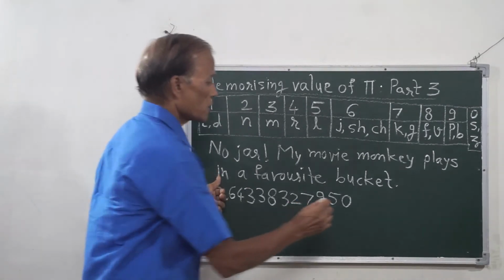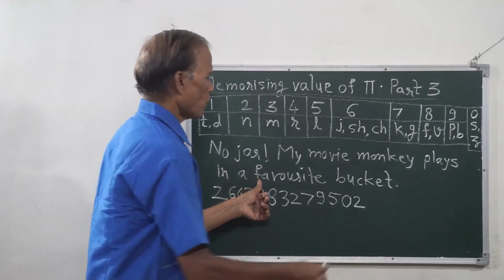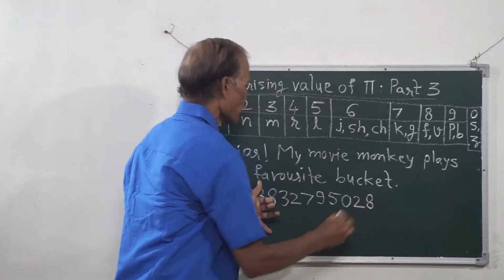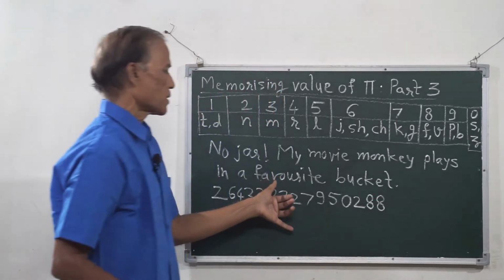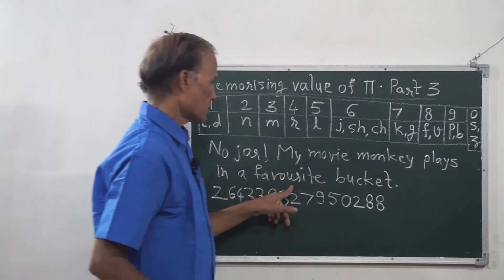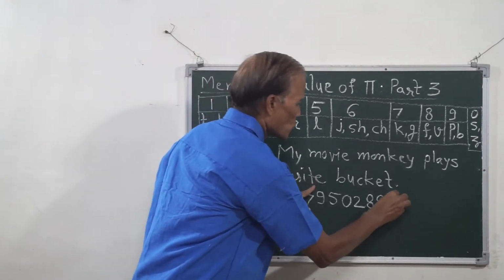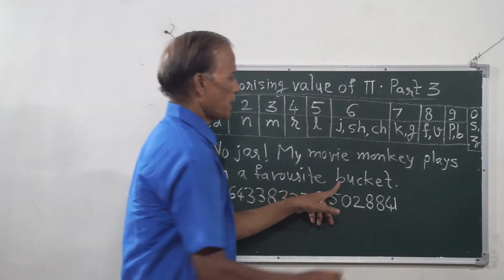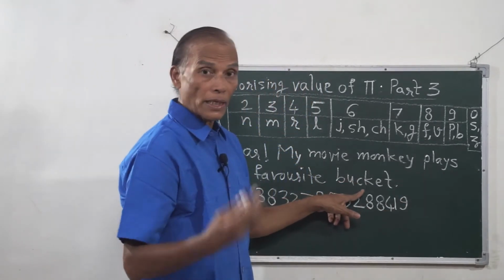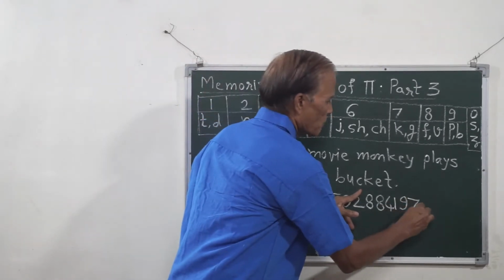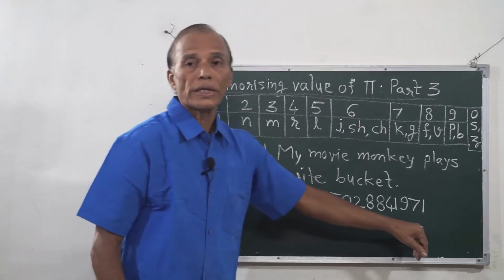Then in, N sound, 2. A can be used freely. Favorite, F and V both give us 8, so double 8 is there. R sound gives us 4 and T sound will give us 1. Bucket, B gives us 9. Then CK is K sound, that gives us 7 and 1. So these are the next 20 digits.